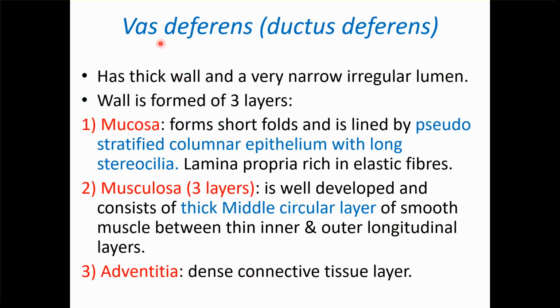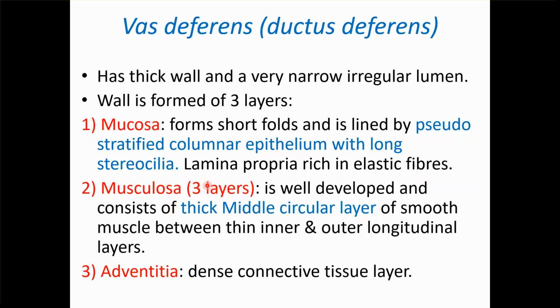So next, vas deferens, which is also called ductus deferens. It has a very thick wall and a very narrow irregular lumen. The wall is made up of 3 layers: the mucosa, then the musculosa, which is the muscle layer, and then the adventitia. Mucosa is formed of short folds and is lined by pseudostratified columnar epithelium with long stereocilia. The lamina propria is rich with elastic fibers.